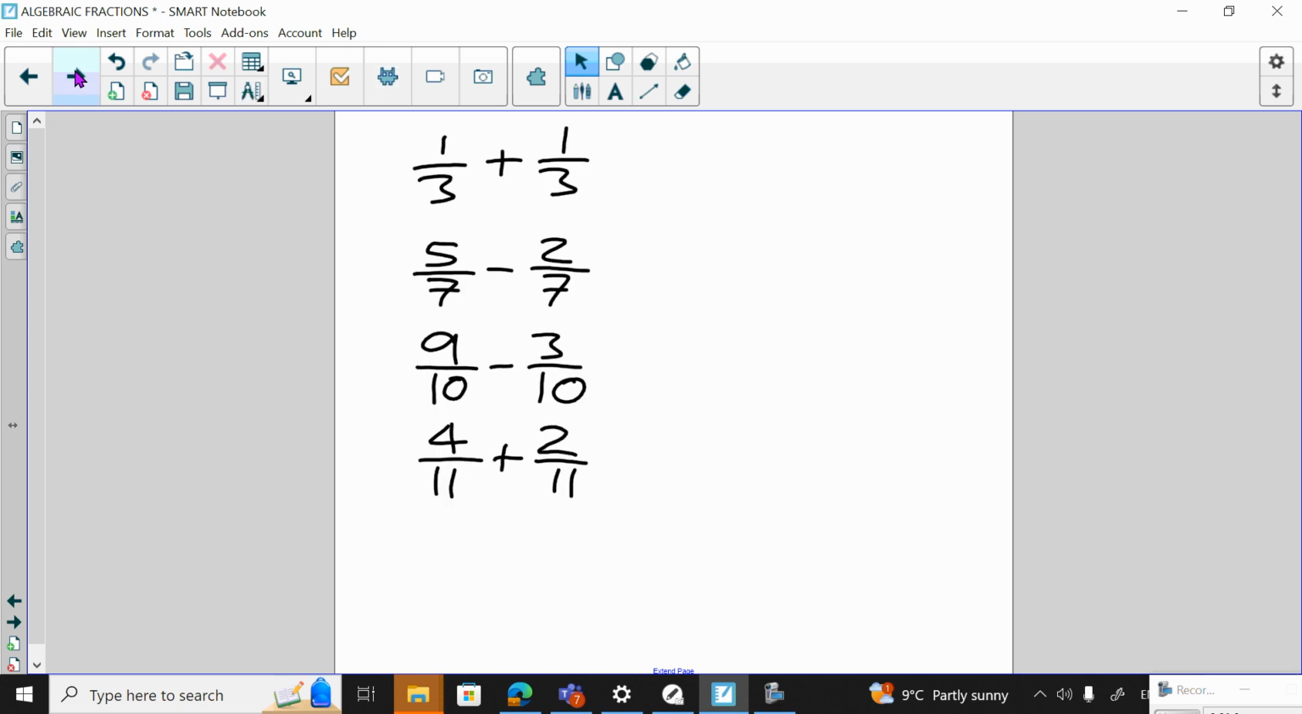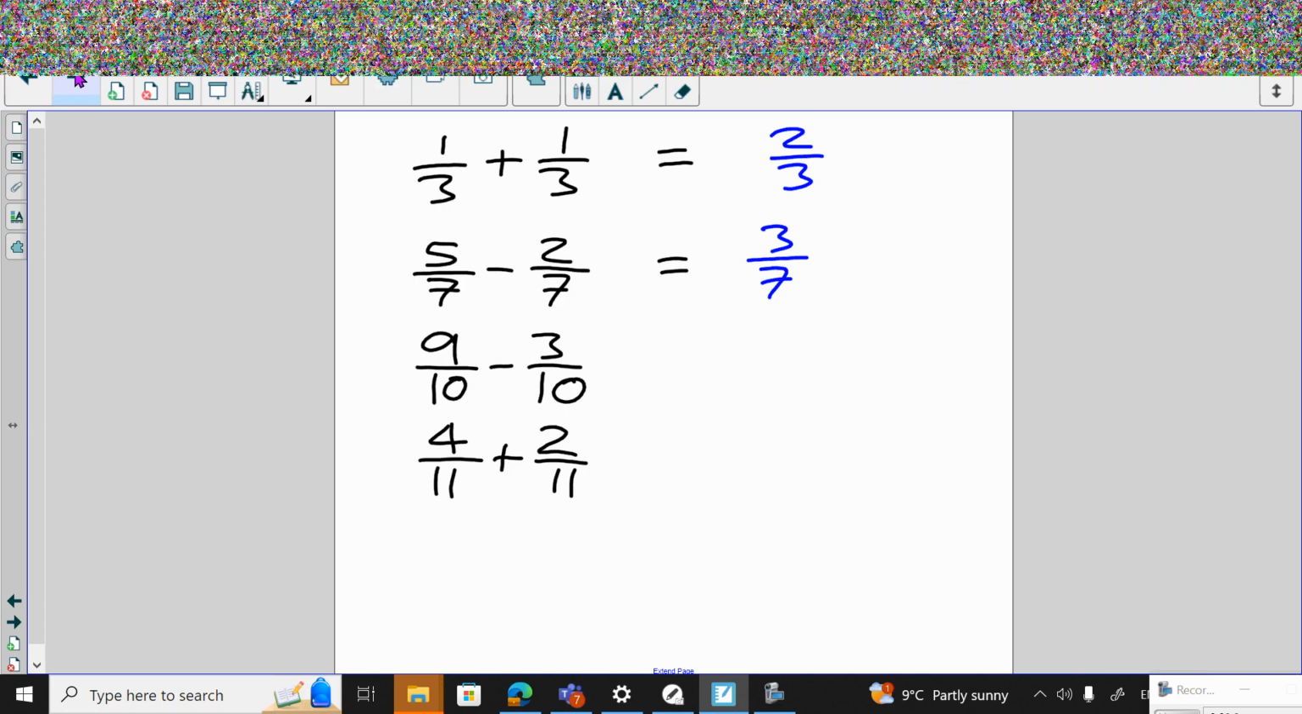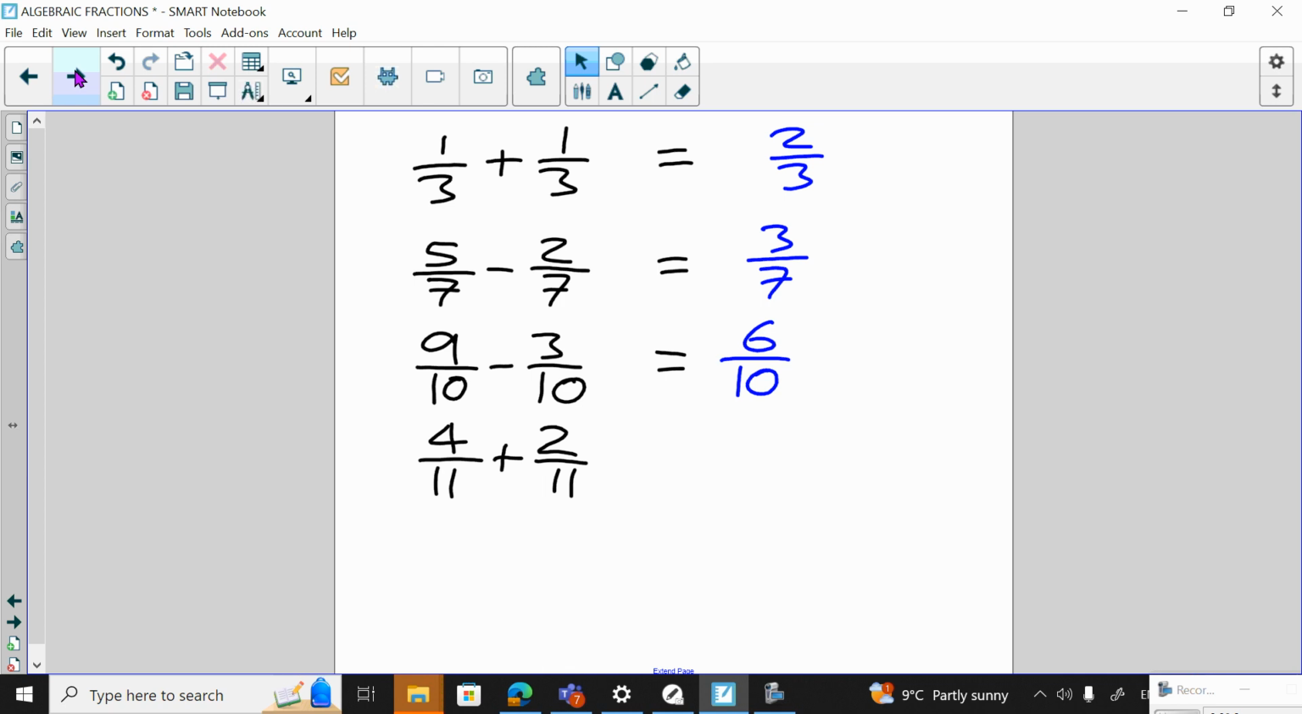So, a third and a third, 5 over 7 take away 2 over 7, 9 over 10 take away 3 over 10, 4 over 11 plus 2 over 11. If you're in one of my classes, some people shout out the answers, and you might have shouted out 2/3, 3 sevens. You might have shouted 6 over 10, and then somebody might have said, oh no, Tommy, that's not right, I can simplify that. Well, you're quite right, because both top and bottom were divisible by 2.